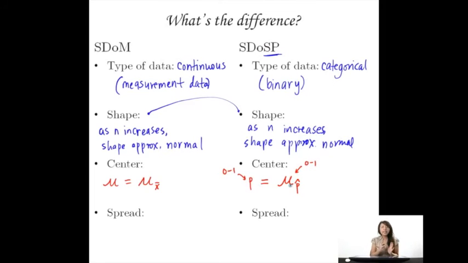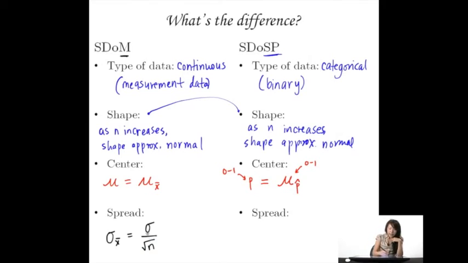Okay, so now let's talk about spread. When we talked about spread before, we often looked at standard deviation, right? Obviously, you could also look at variance and just square root both sides to get standard deviation. So here, when we talked about standard deviation of the SDOM, we called it sigma sub x bar because it's the standard deviation of a bunch of x bars, a bunch of means, right? And that is equal to sigma, the real population standard deviation, divided by the square root of n, so your sample size.